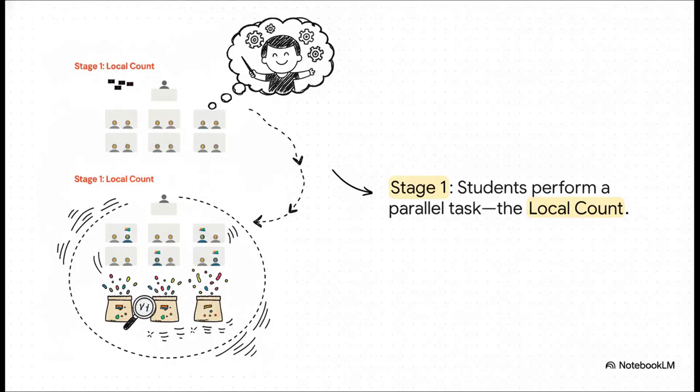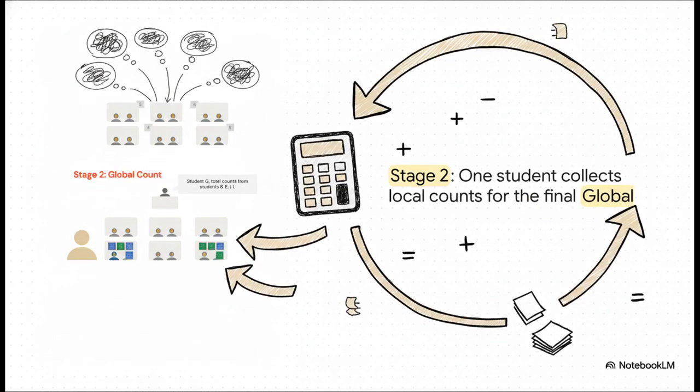But our teacher, the driver, is clever. They know how to break this problem down into smaller pieces. So first up, stage 1. The teacher gives a new task. Everybody, just count the number of pieces in your own bag. That's it. We'll call this the local count. And hey, look at that. Everyone can do this part in parallel again. All right, stage 1 is done.